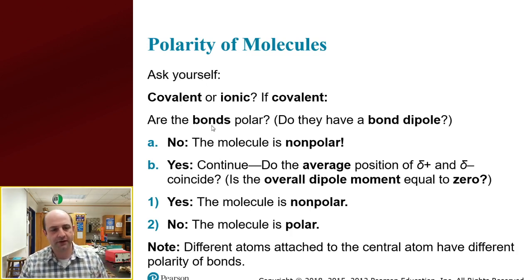But if it's covalent here, we say, first off, are the bonds polar? Do they have a dipole like we learned in Chapter 8 with the electronegativity difference? If they're not polar bonds, and none of them are, well then right then and there, it's a nonpolar molecule. It can't be polar if there's no polar bonds. But if there are, we have to check. So they say here, does the average positions of our partial plus and partial minus coincide? Meaning, does the overall dipole moment equal 0?